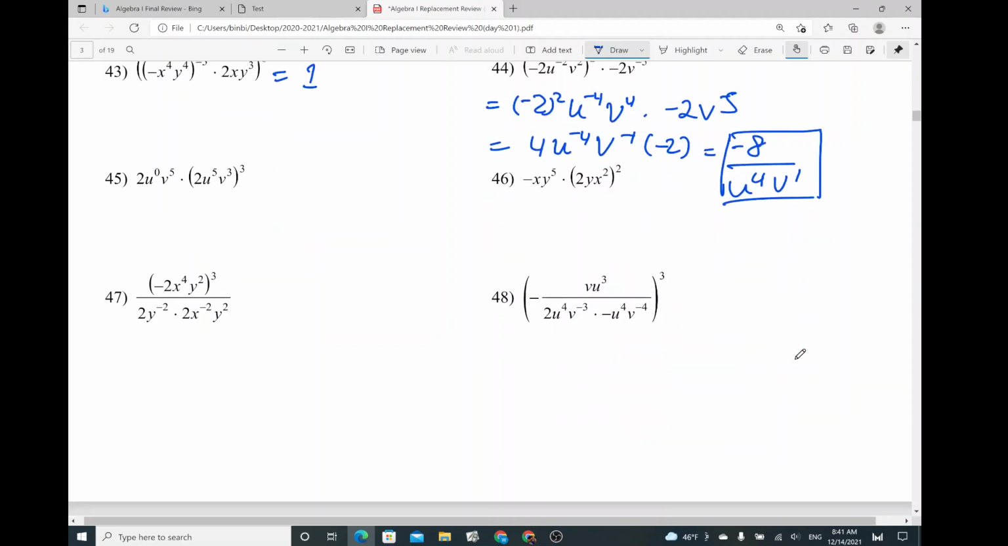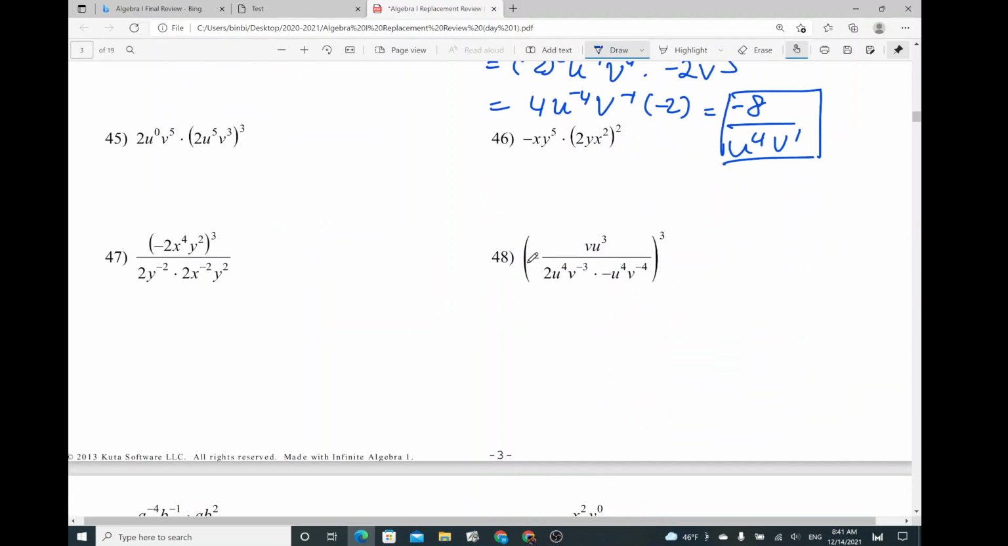And now let's do the one with the quotient. So like this one here, negative. So negative 1 to the power of 3. And then the rest of the power here, distribute. So we got v to the power of 3, u to the power of 9. You know, normally people like to do it that way.